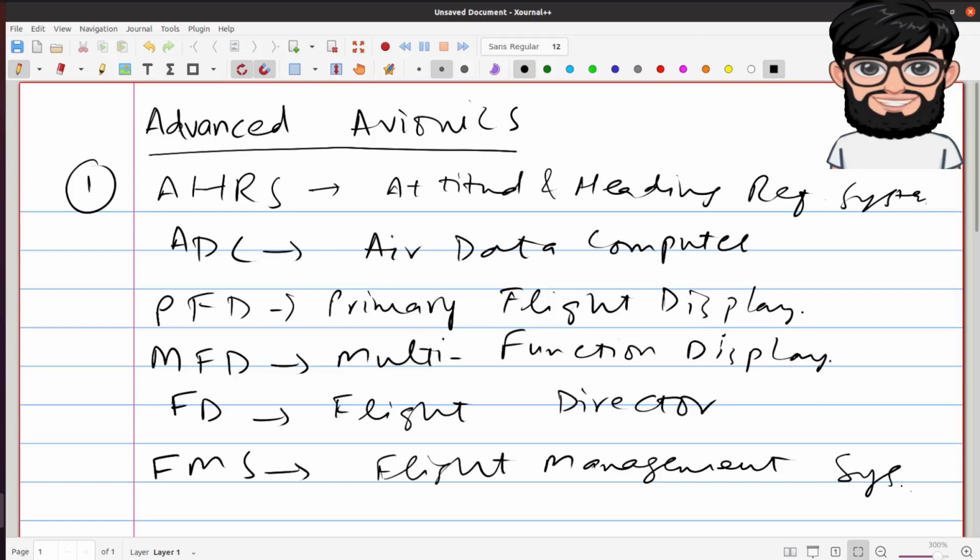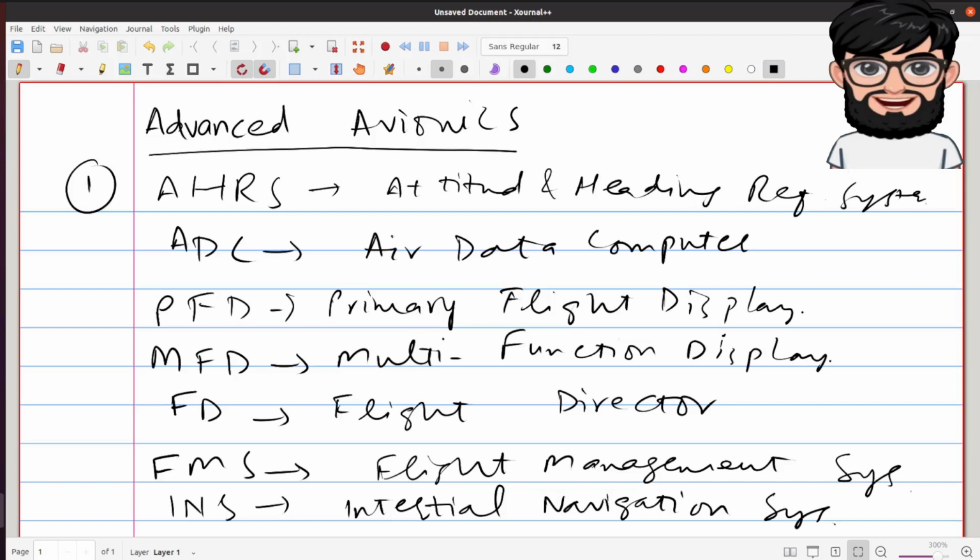The last thing is the INS, which is inertial navigation system. So this one is a computer-based navigation system that tracks the movement of an aircraft via signals produced by onboard accelerometers. So that's what the inertial navigation system is.